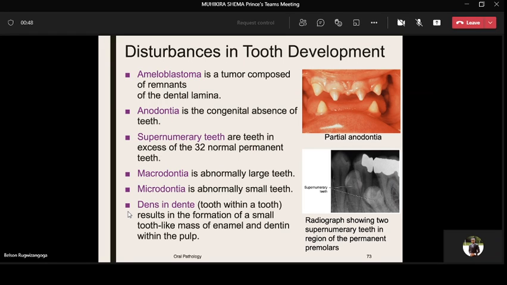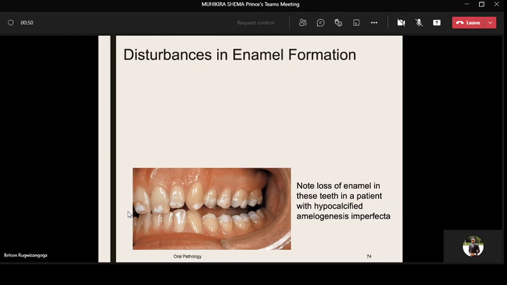Okay, so disturbances in the enamel formation. People have teeth that are not white because of hypocalcification, which leads to what is called amelogenesis imperfecta. It means there is imperfect development of the enamel of the tooth, not the bone.